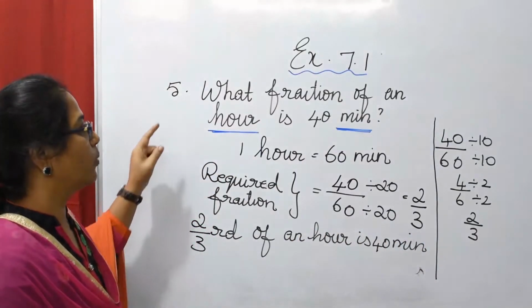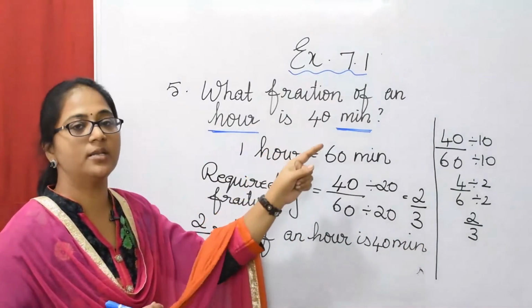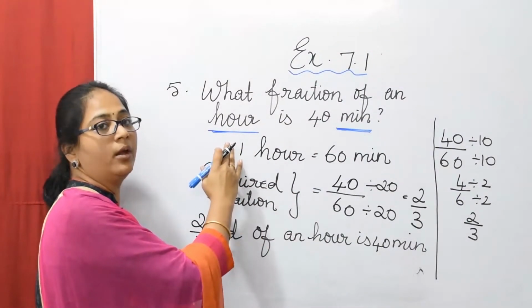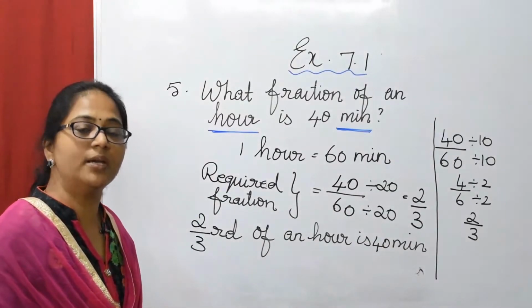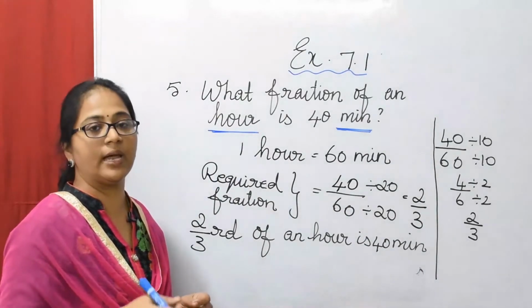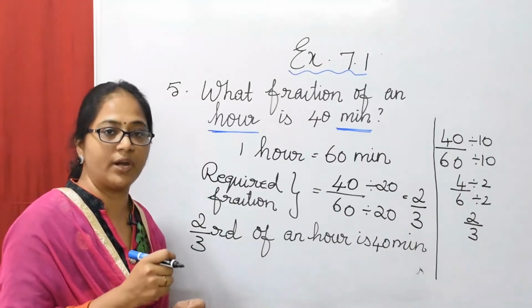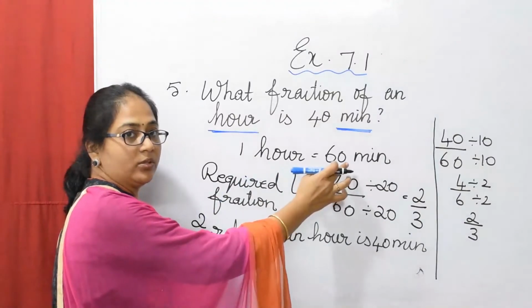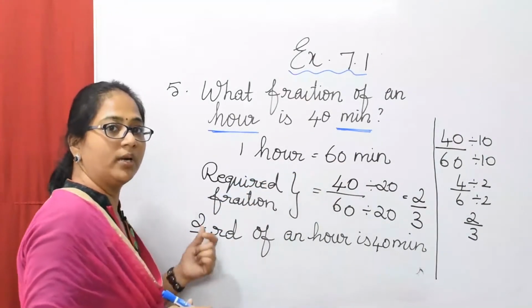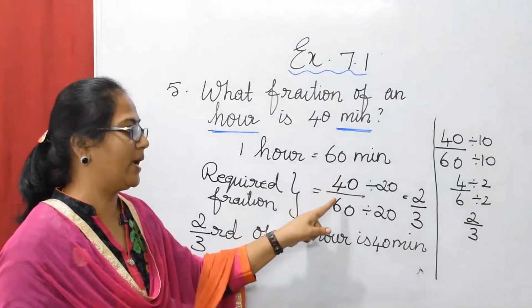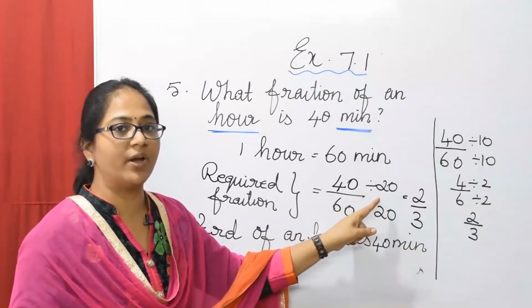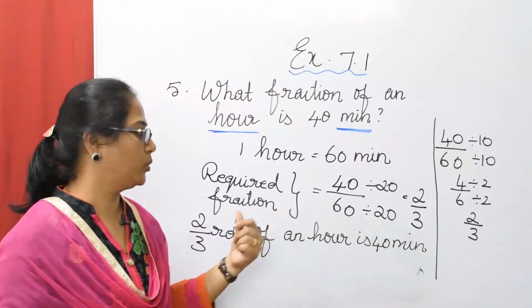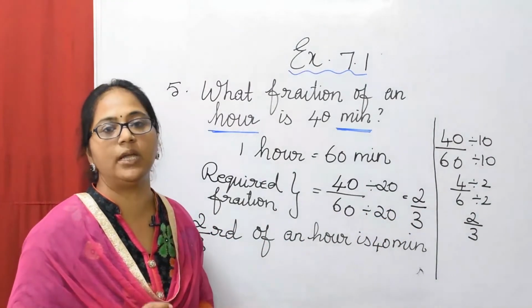Understood, students? Now what fraction of an hour is 40 minutes? So this question is related to minutes and hours. What fraction is 40 minutes out of 60 minutes? That is the actual question. So 1 hour is equal to 60 minutes. Now what is the required fraction? 40 by 60, and you can simplify it using 20 tables. So 2 by 3. Okay, so 2/3 of an hour is 40 minutes.